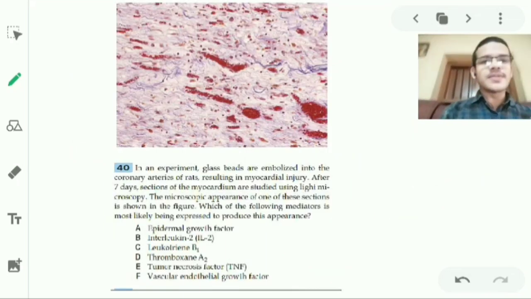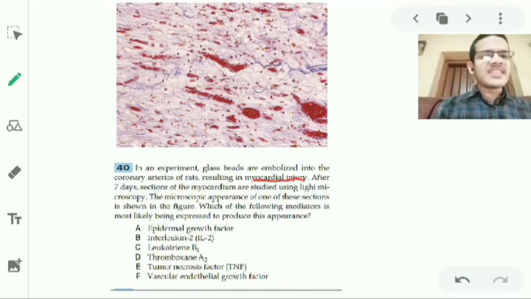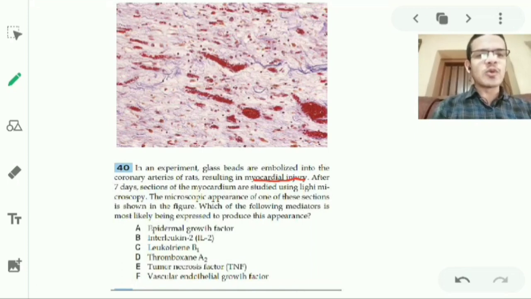Now the next question. In an experiment, glass beads are embolized into the coronary arteries of rats, resulting in myocardial injury. After 7 days, sections of myocardium are studied using light microscopy. The microscopic appearance of one of the sections is shown in the figure. Which of the following mediators is responsible for this appearance?